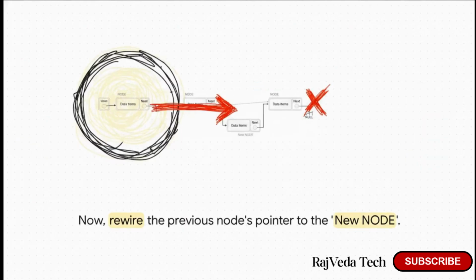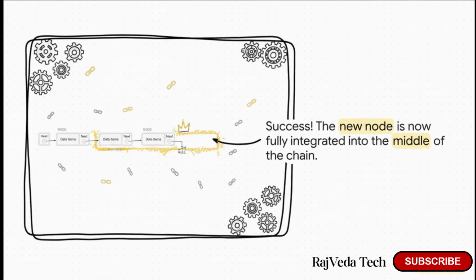Okay, now that the back half of our chain is safely anchored to our new node, now we can perform the second operation. We go back to that first node, we break its old connection to the second node, and we rewire it to point to our new node instead. And boom, the sequence is complete. The chain is fully intact and our new node is sitting perfectly integrated right where we wanted it to be.